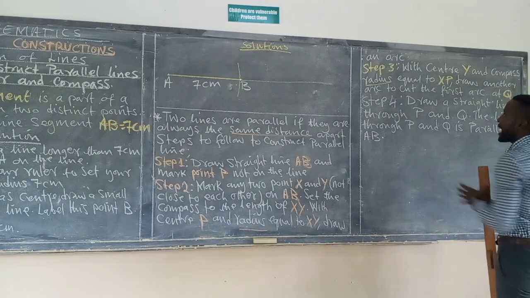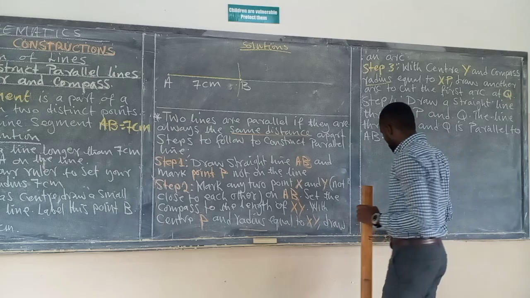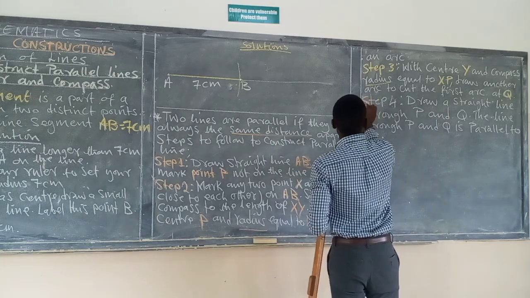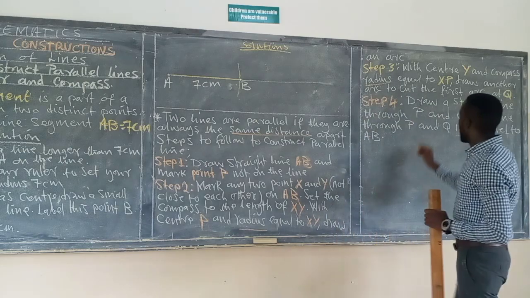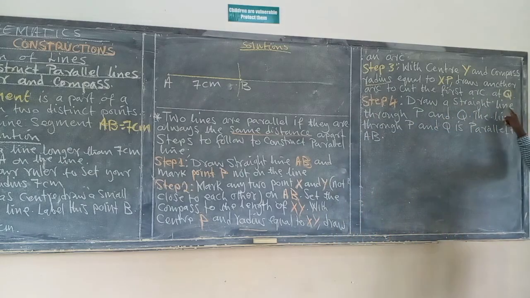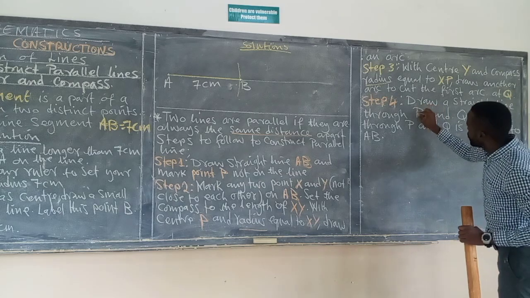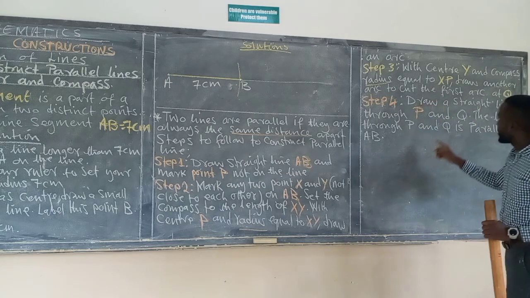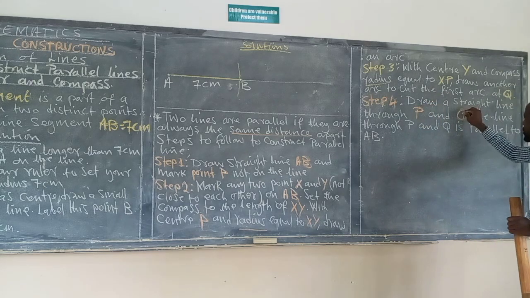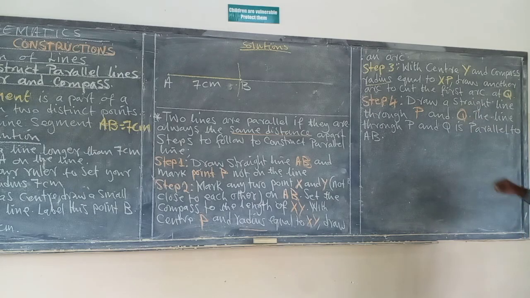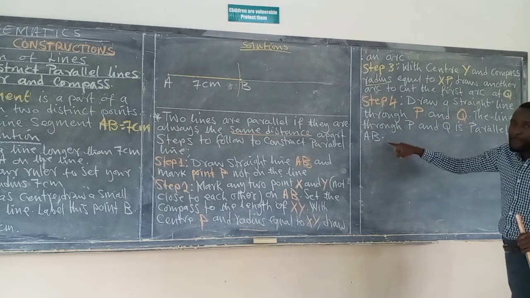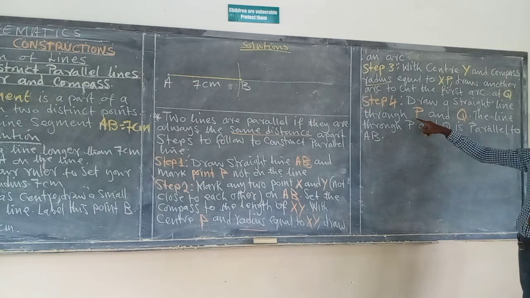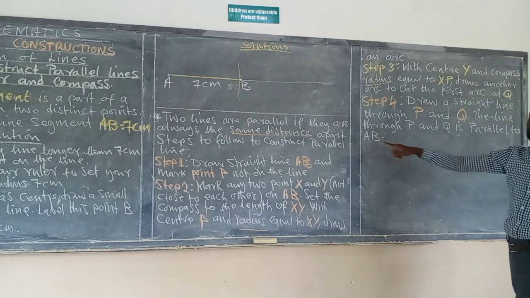Then step 4 is the summary or conclusion of your parallel lines. All you are going to do is draw a straight line through P and Q. The line through P and Q is parallel to AB. So once you draw AB, we also draw another line PQ, which will be parallel to AB.